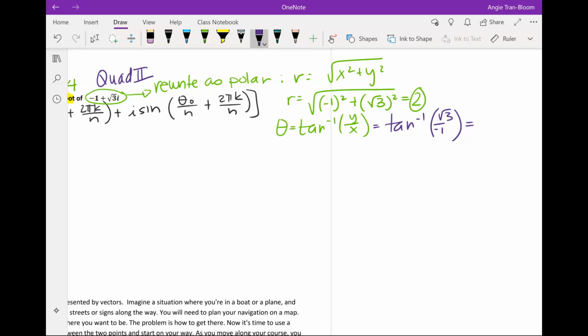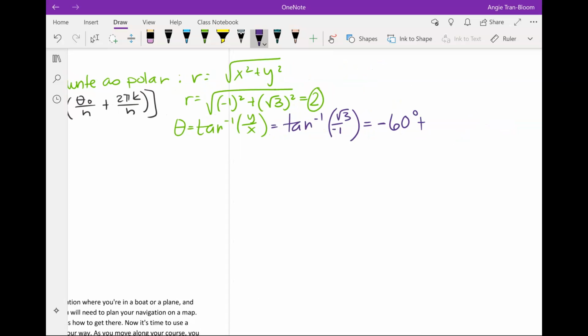Okay. Technically, this is -60 degrees. True or false? Technically. But that means it puts you in what quad? 4. You don't want to be in quad 4. Your original dot is in quad 2. So how do I get back to quad 2? Add 180. Okay. So this gives you what? 120 degrees. Okay, so I got theta, I got radius.